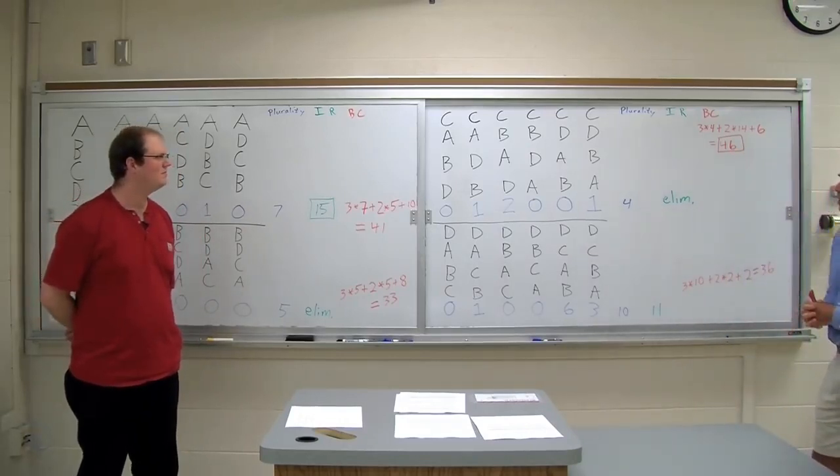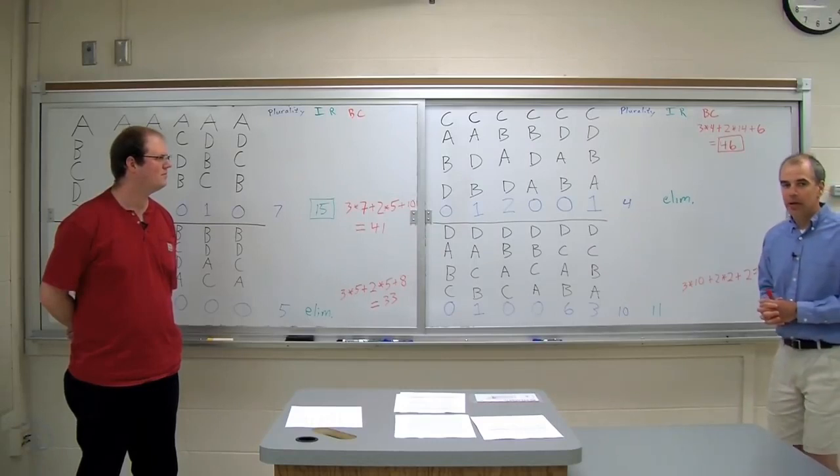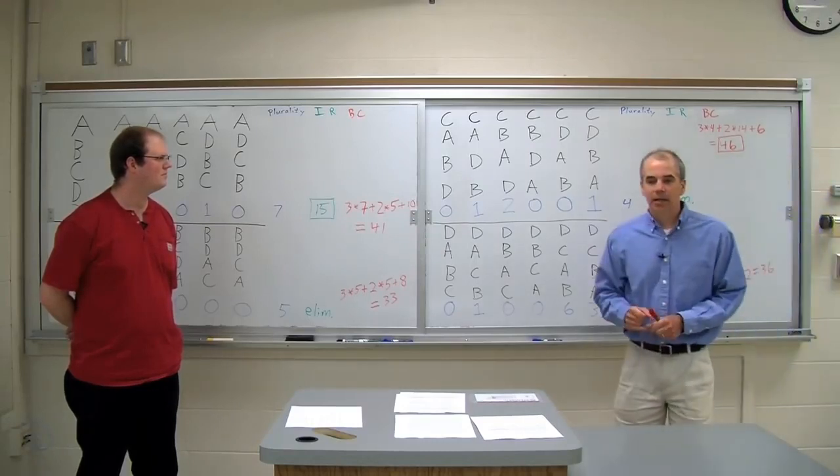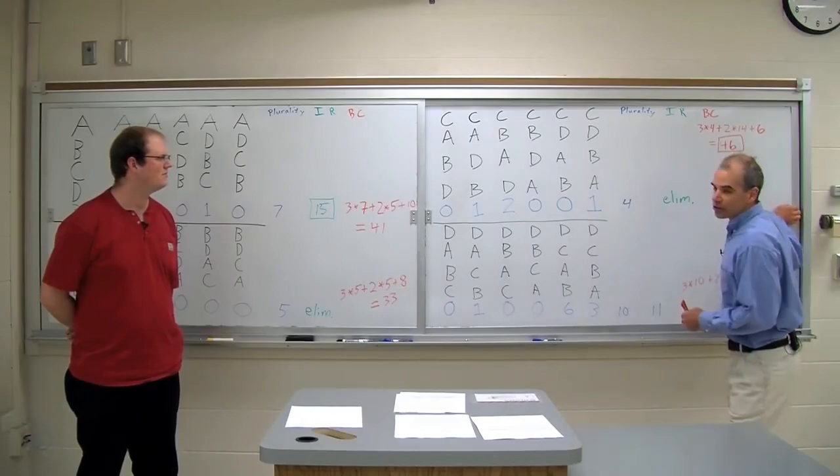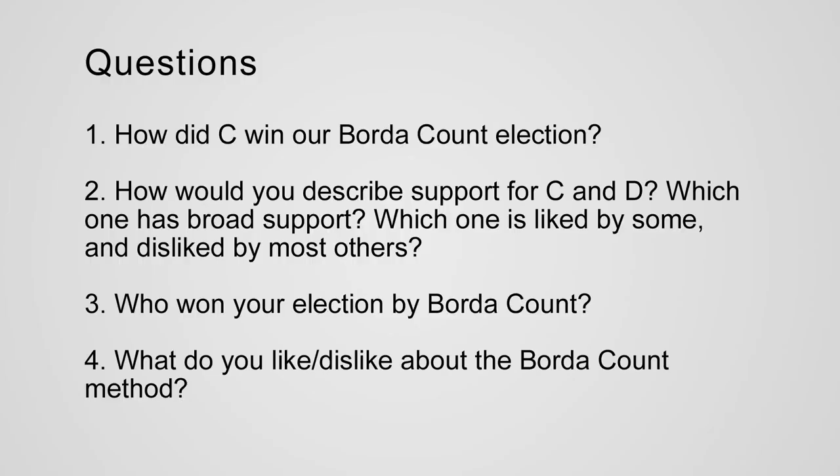I'd like you to pause the video in a moment and discuss the following questions. How is it that candidate C managed to win the Borda count election in our election? How would you describe the support for candidate C versus the support for candidate D? Which one has broad support and which one had support of some and was disliked by most of the others?